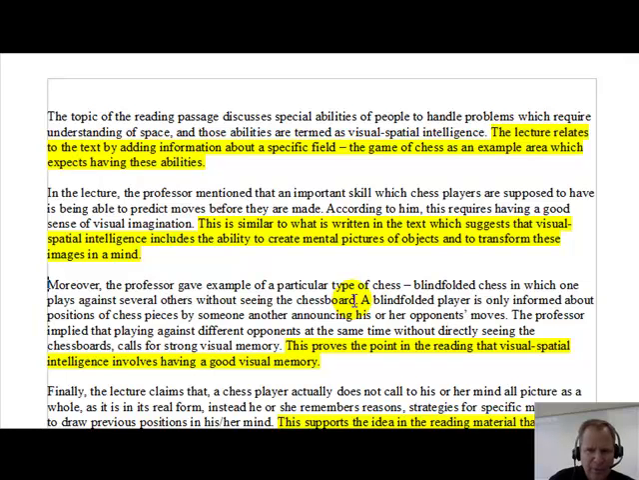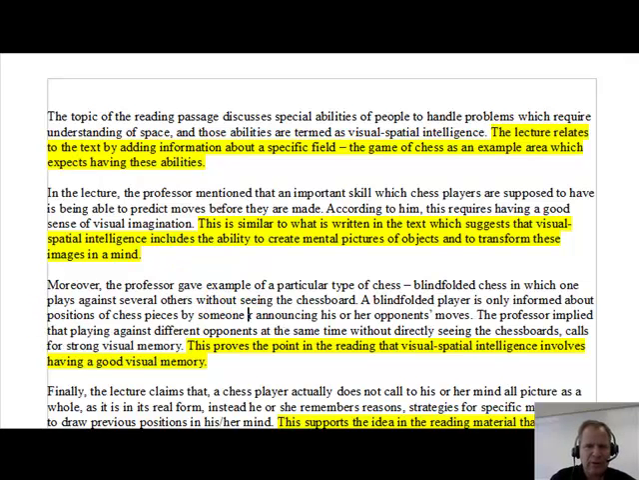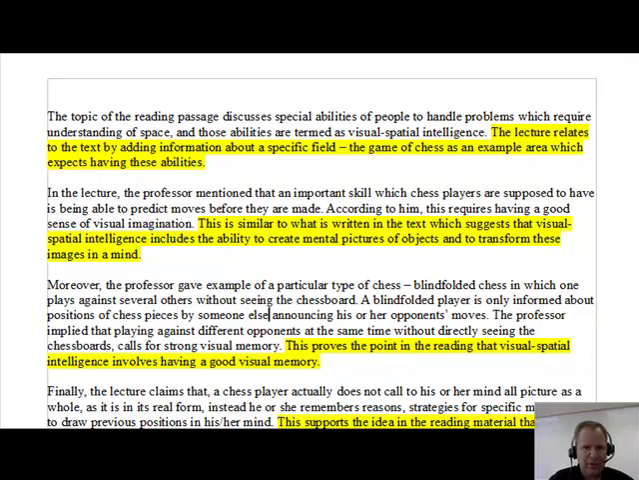It says, "a blindfolded player is only informed about positions of chess pieces by someone," I'm not going to say someone else, "by someone else announcing his or her opponent's moves. The professor implied that playing against different opponents at the same time without directly seeing the chessboards" I don't think you need a comma here, "calls for strong visual memory. This proves the point in the reading that visual-spatial intelligence involves having a good visual memory."